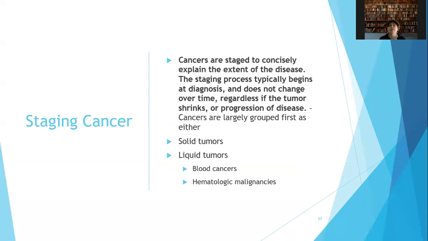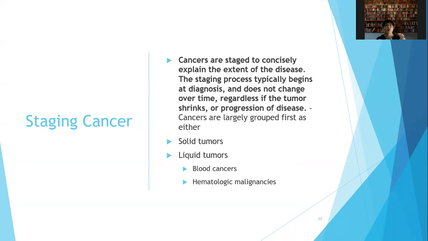Cancers are staged to explain the extent of the disease. The staging process usually starts at diagnosis, and it doesn't change over time, even if the tumor shrinks or the disease progresses. So if you get diagnosed with stage 4 cancer, they don't back it off and say, oh, now you're down to stage 1. The classification that you start with is the classification that you stick with.